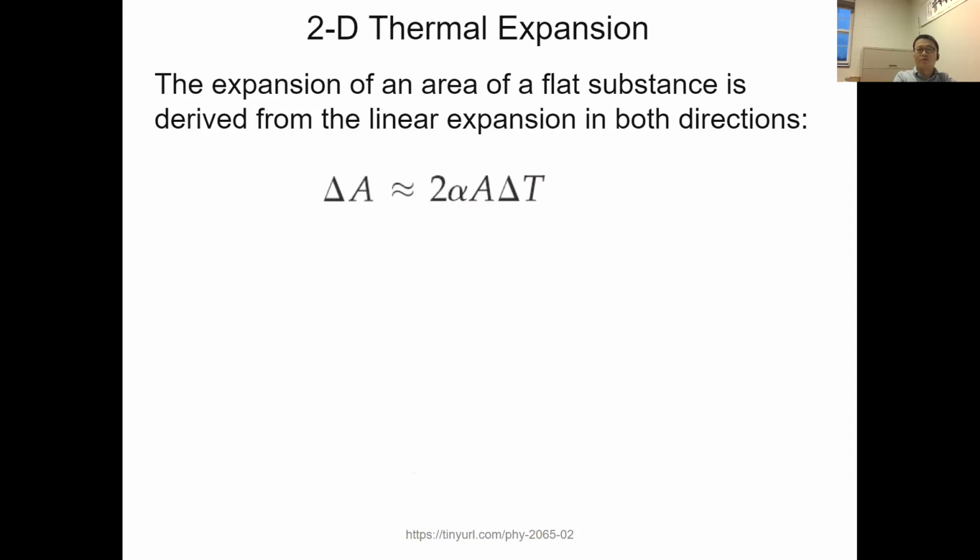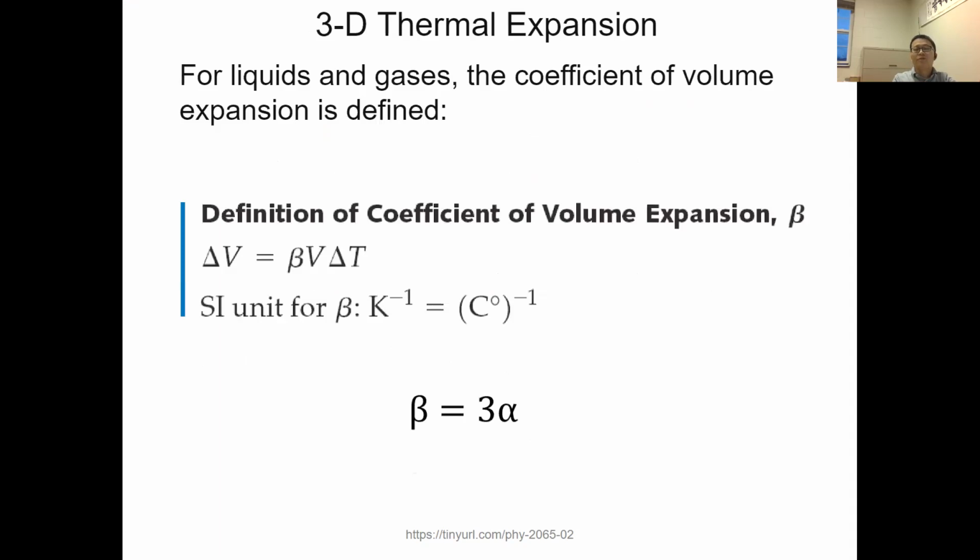The material will also expand in two dimensions. If you are looking at the two-dimensional expansion, then we are looking at the change in the area, A. So delta A, we showed last time, is approximately equal to twice the linear expansion coefficient times the original area times the change in temperature. The same applies to the three-dimensional thermal expansion. You can also do the same algebra.